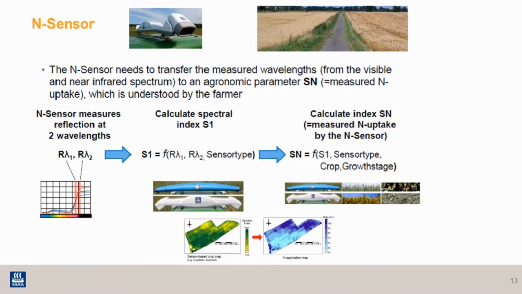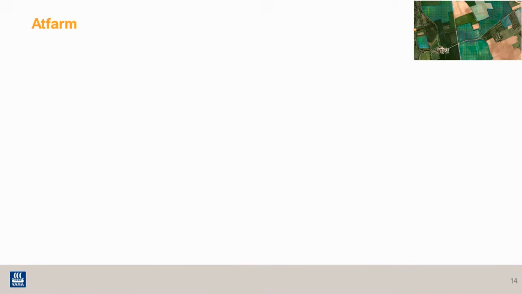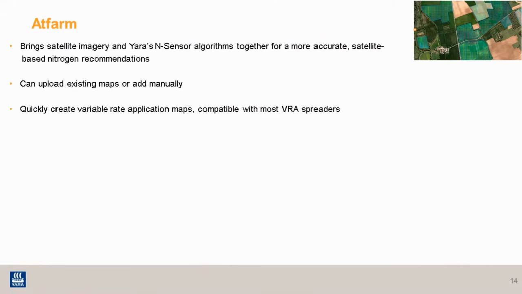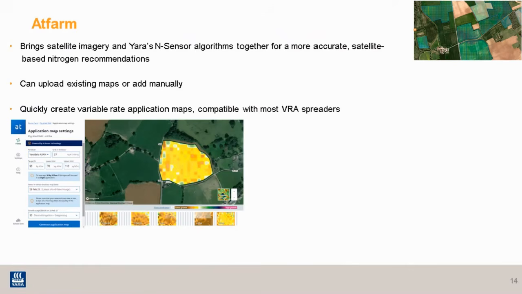So potentially, a more affordable option might be @Farm. So what is @Farm? Basically, it's web-based software that uses satellite imagery teamed with that N-Sensor algorithm that I was speaking about for a more accurate satellite-based nitrogen recommendation. You can upload existing maps, or you can add manually and draw the borders in yourself. But you can quickly create variable rate application maps, which will be compatible with most variable rate application spreaders out there. And just a very quick run through in terms of a screenshot.